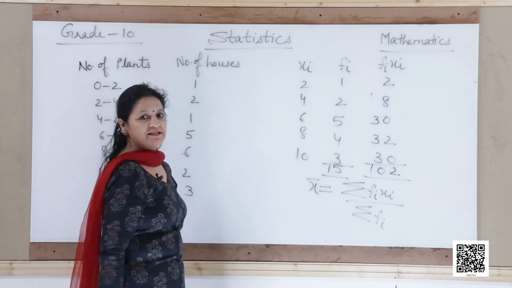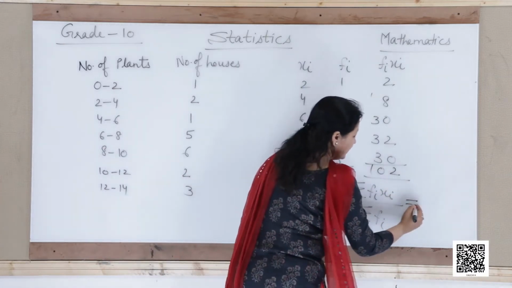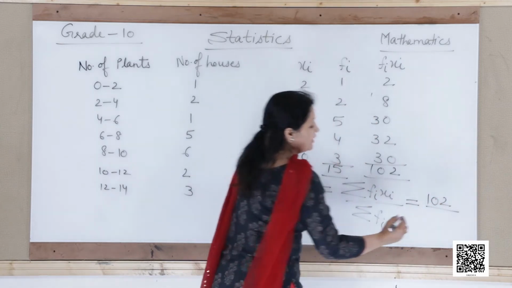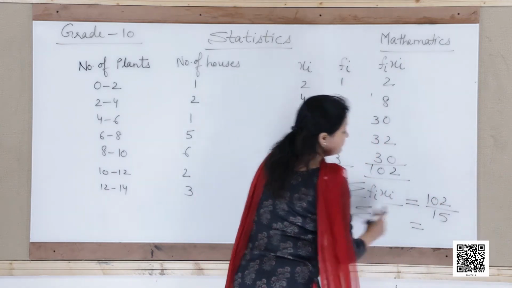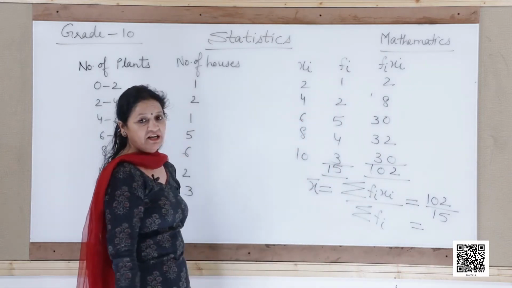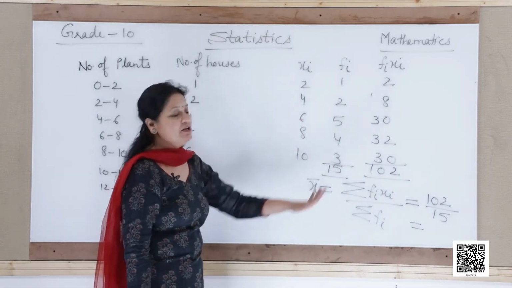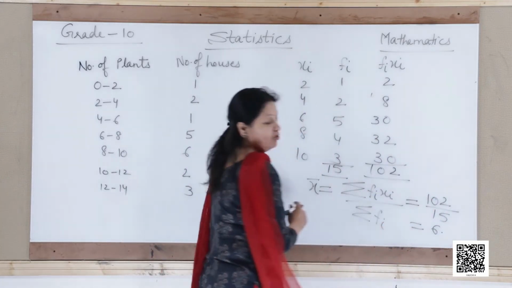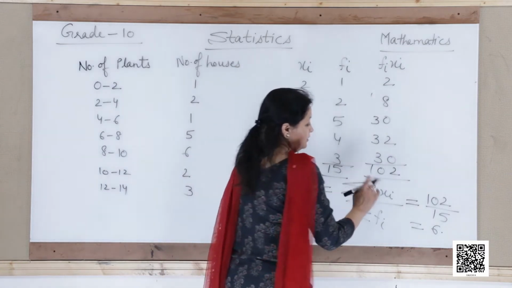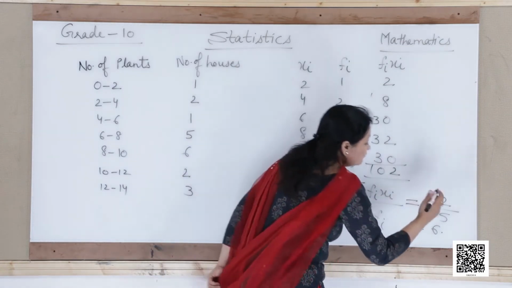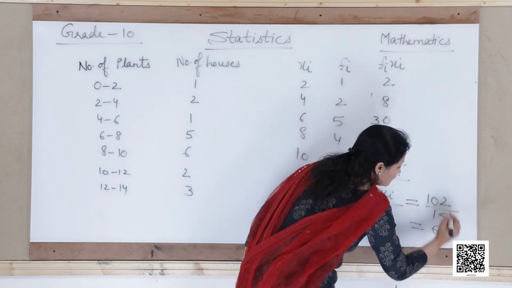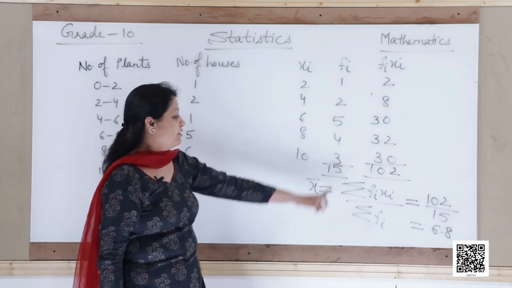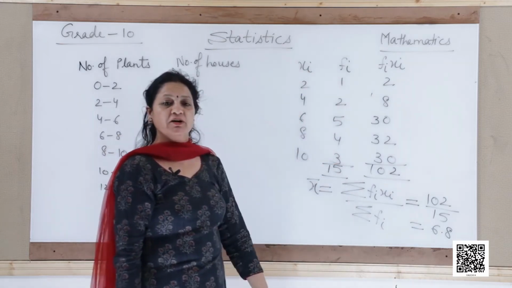So what is the formula? Sigma fi xi upon sigma fi. Sigma fi xi is 102, upon sigma fi is 15. So you can divide 102 by 15 to get your answer for the mean. So how can you divide? 15 6s are 90, all of you know that. So 12 is left. Now 15 8s are 120. So our answer is 6.8, the mean of this particular data.